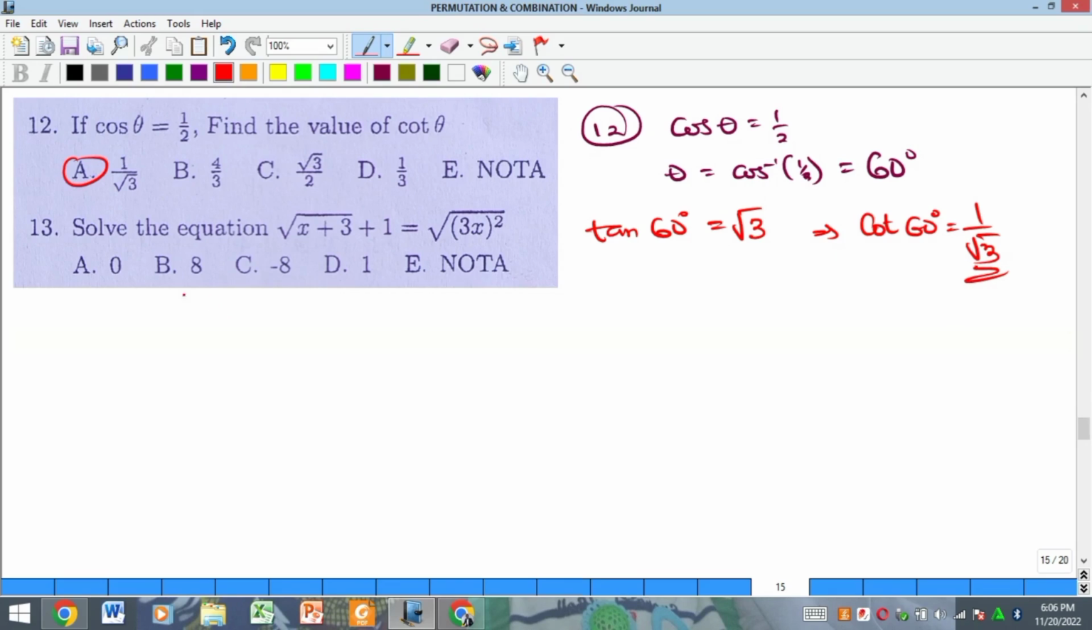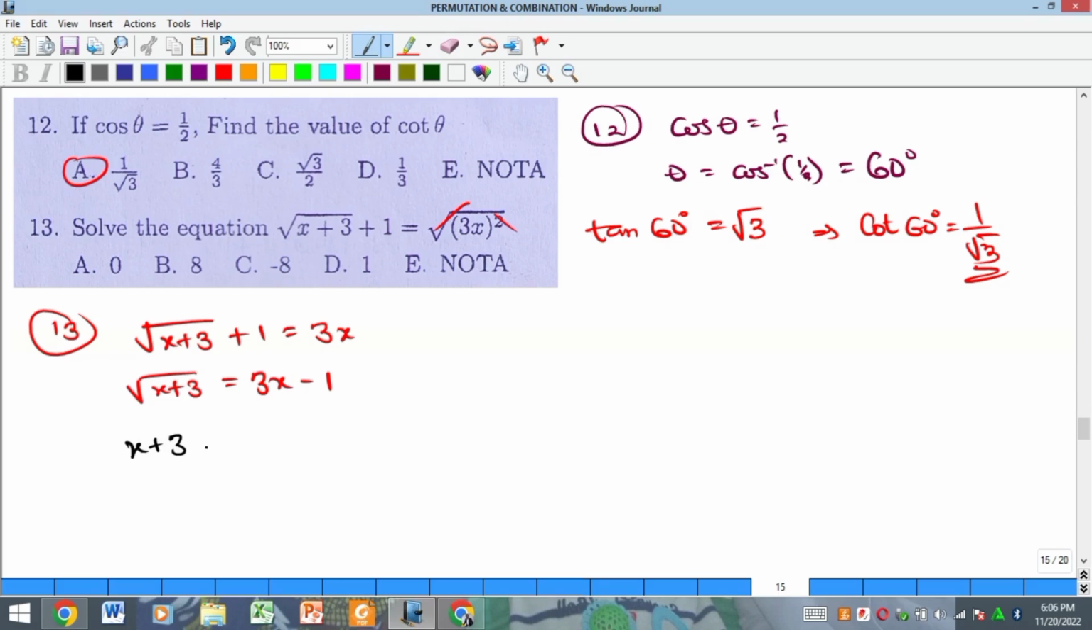So we go to number 13. 13 says that we should solve this. And what are you going to do? First of all, see here that we can actually remove this. The square can remove the square root. And so here we just have only the square of this plus 3 plus 1 equal to 3x. So I can take this to the other side. So I will just have the square root of x plus 3 equal to 3x minus 1. Now let the square root go to this side, then it becomes a square. And so I'll just take the square of both sides. So if I take the square of both sides, this will go, so I'll just have x plus 3, and that's equal to the square of this side.